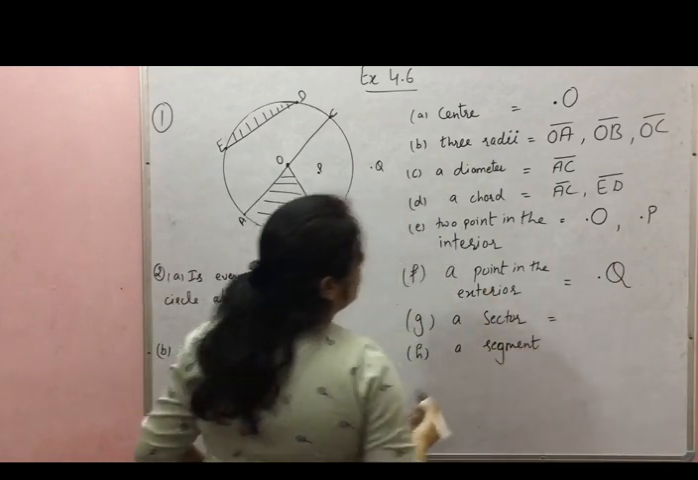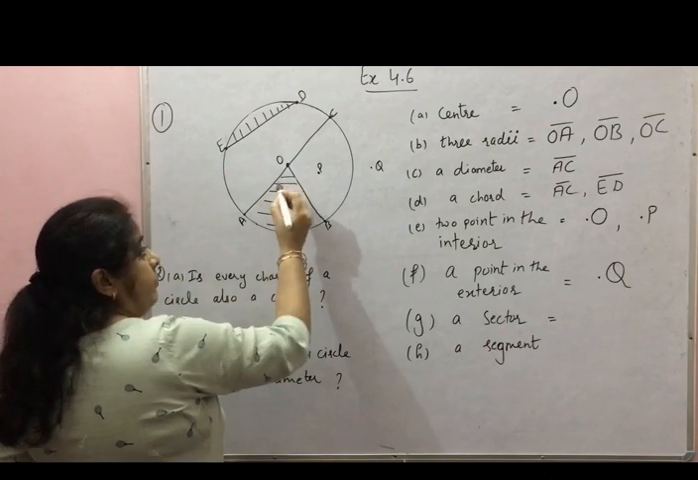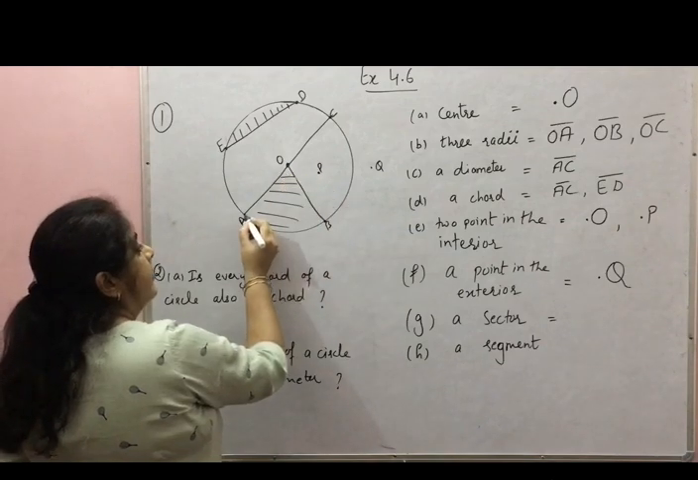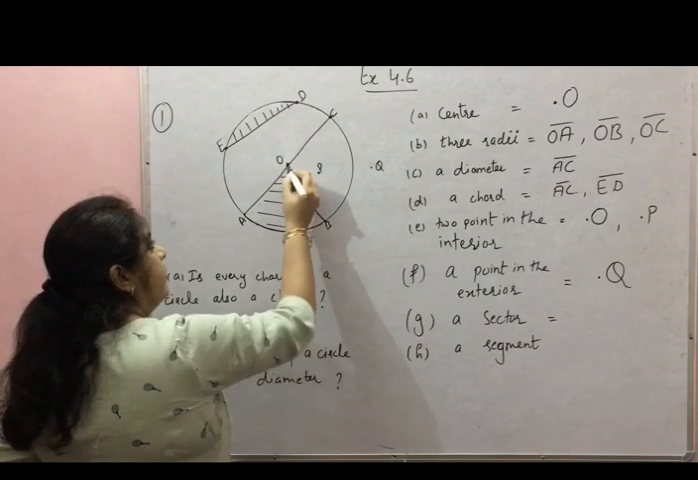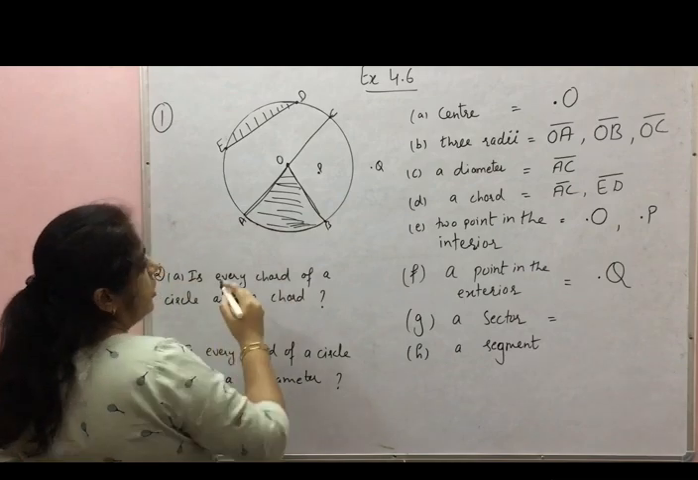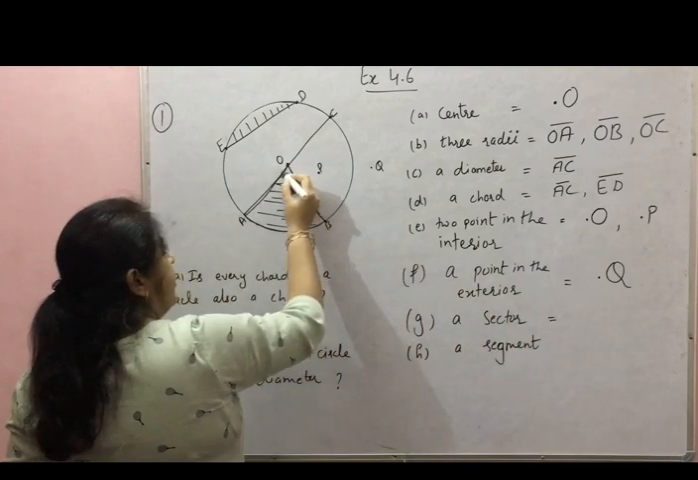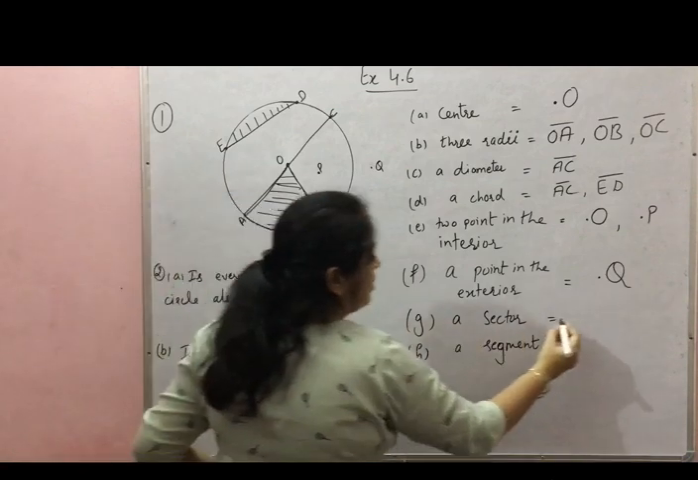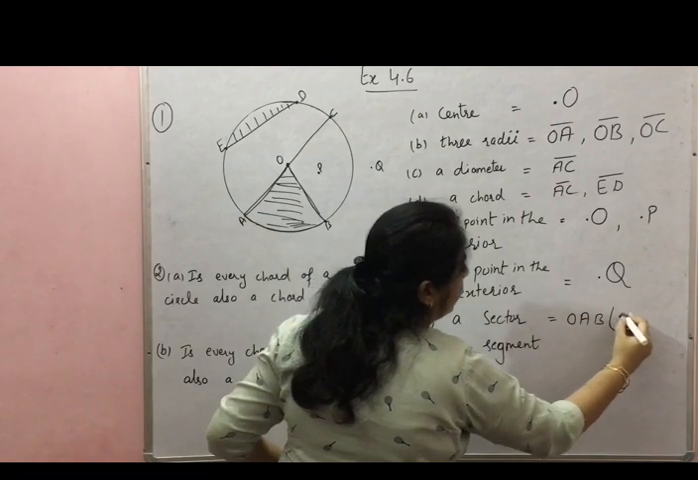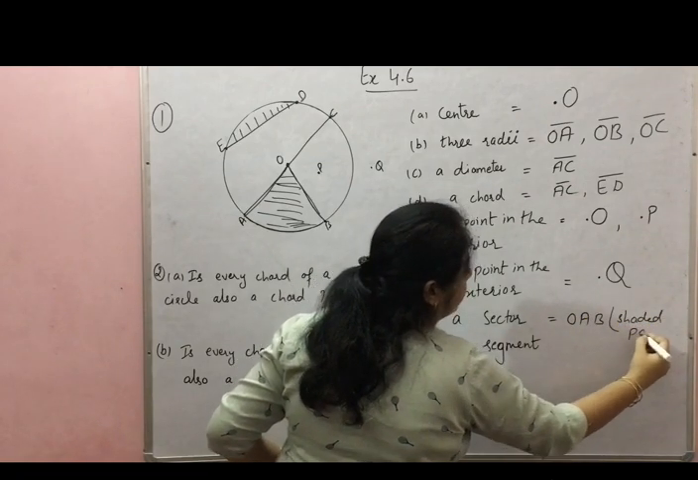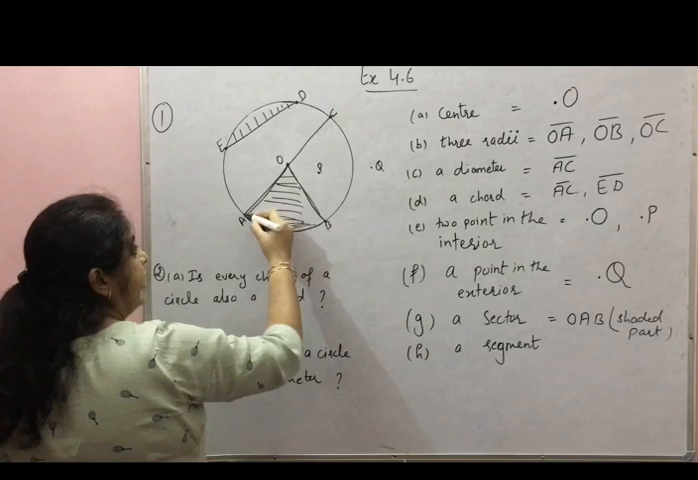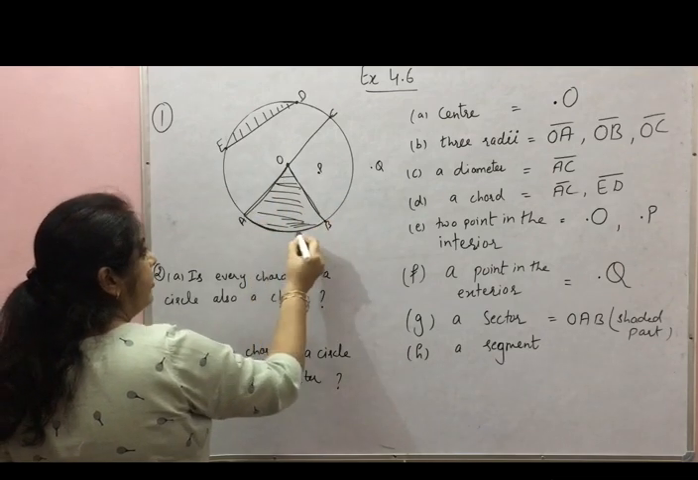So what is a sector? We have already discussed: the portion of the interior part of a circle enclosed by two radii and the arc. We have seen this arc, and this is the shaded part of the circle. So what will we write? We will take these 3 points O, A, B. We will not mention any sign, but we will write here shaded part. This is compulsory to write. It means shaded part bounded by radii OA and OB and the arc AB.